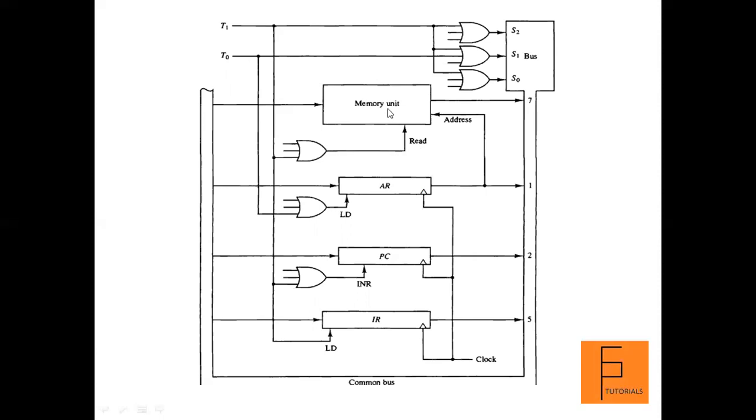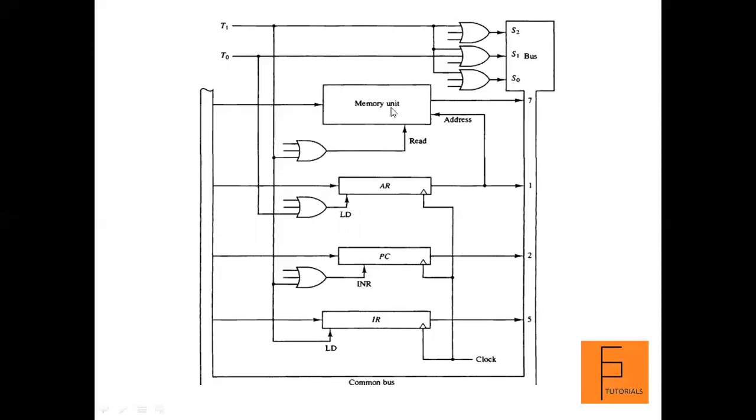Then what you do is you set the select inputs equal to 1 1 1. Why 1 1 1? Because if you observe, the memory unit is connected to the common bus. The output of the memory unit is connected to the common bus line of 7. That means if I have to transfer the content of the memory to my bus line, then I have to place a select input value, which is the binary equivalent of 7. And what is the binary equivalent of 7? 1 1 1.